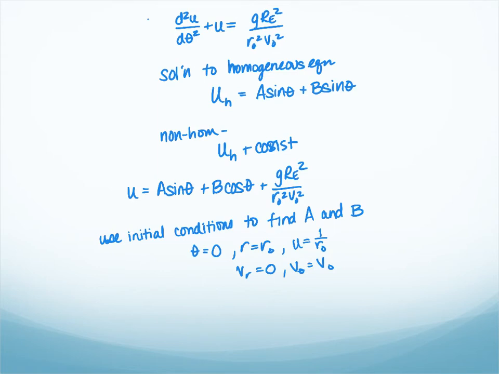So if we substitute that in, let theta equal 0, the sine term, where it has the A, will disappear because sine of 0 is 0. We get 1 over r naught, because that's u, will be equal to B, and the cosine of 0 is 1, plus G R E squared over r naught squared v naught squared. And so from that, we find that B is equal to 1 over r naught minus G R E squared over r naught squared v naught squared.